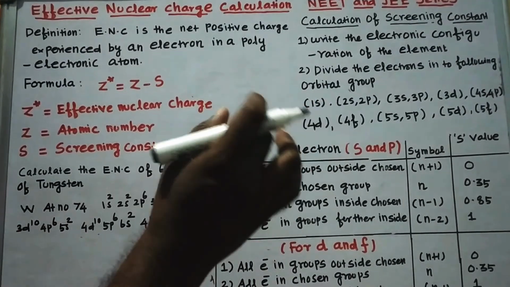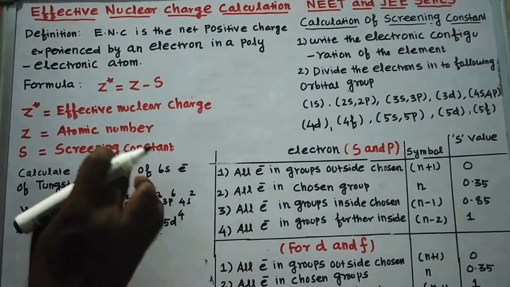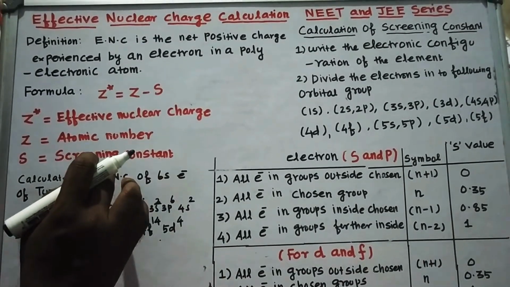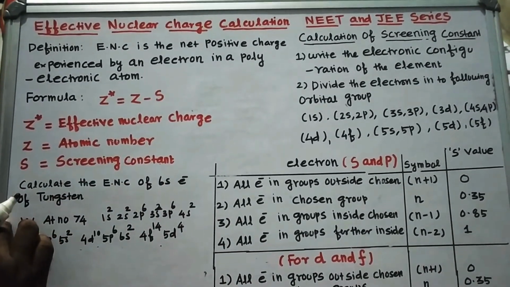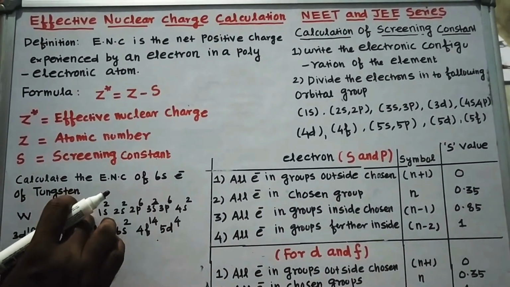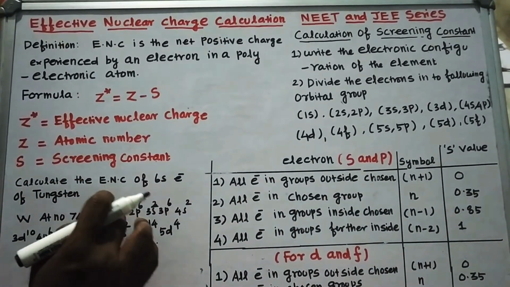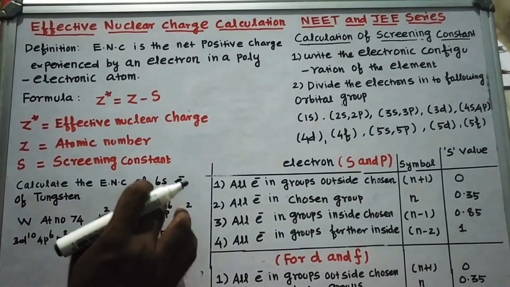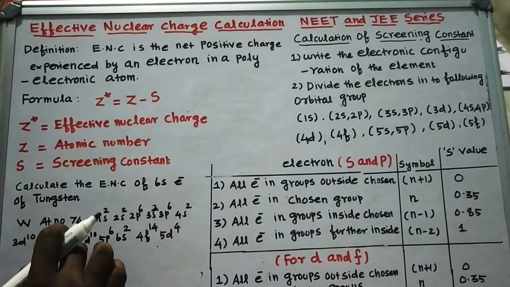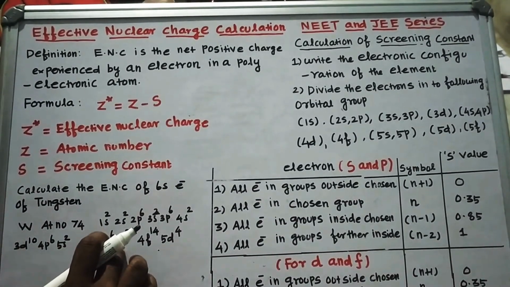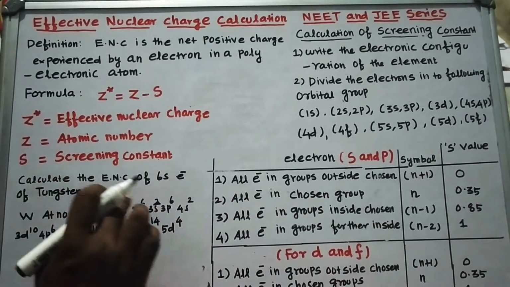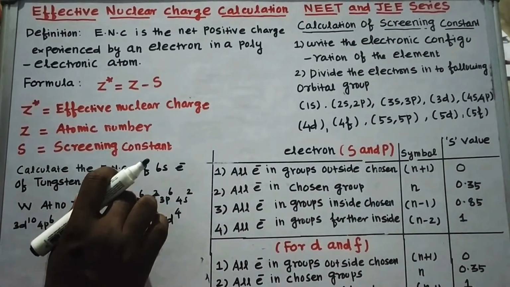In part 2, we are going to calculate the effective nuclear charge of the 6s electron of tungsten. For tungsten, the symbol is W, the atomic number is 74, and the electronic configuration is 1s2, 2s2, 2p6, 3s2, 3p6, 4s2, 3d10, 4p6, 5s2, 4d10, 5p6, 6s2, 4f14, and 5d4. This is according to the Aufbau principle.